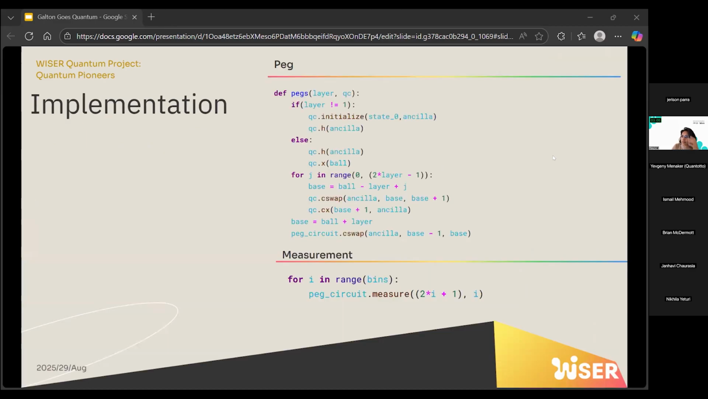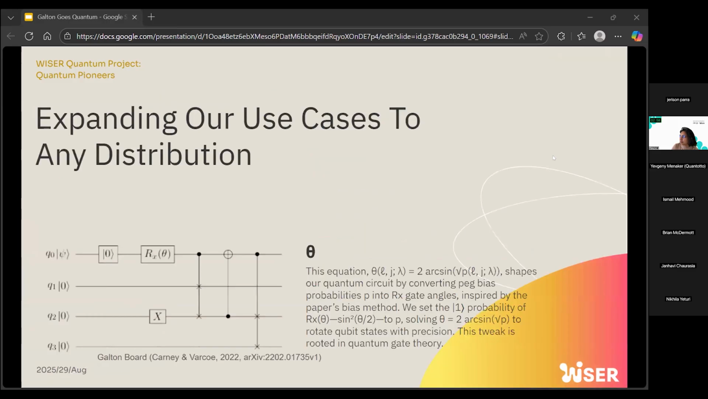Here's sample code for the pegs and measurement logic if you'd like to try it yourself. We compute everything relative to the ball's position. To generate custom distributions, we modify the control qubit weight using an Rx theta gate instead of Hadamard. From quantum gate theory, the left deflection probability is sine squared theta over 2. So we derive theta equals 2 arcsine square root of probability, converting any desired bias P into an angle. For layers beyond the first, we add a correction term post-peg to maintain accurate probabilities.